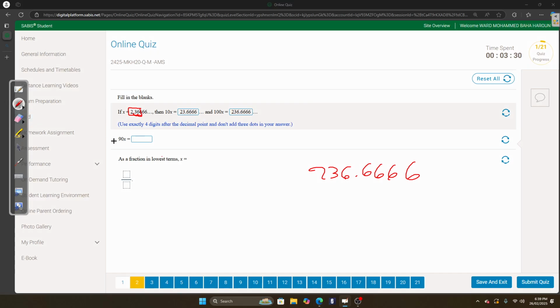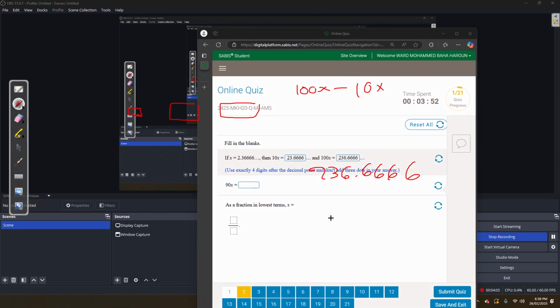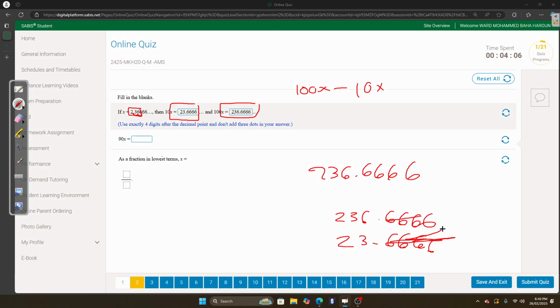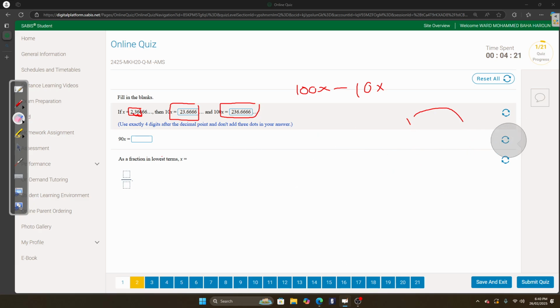Okay, now they want 90x. You're going to do 100x minus 10x, because 100x minus 10x is equal to 90x. You're going to subtract this with this: 236.6666 minus 23.6666. As with the last rule, you just cancel them with each other. You have this left, 236 minus 23. You subtract, you get 213. So the answer for 90x is 213.